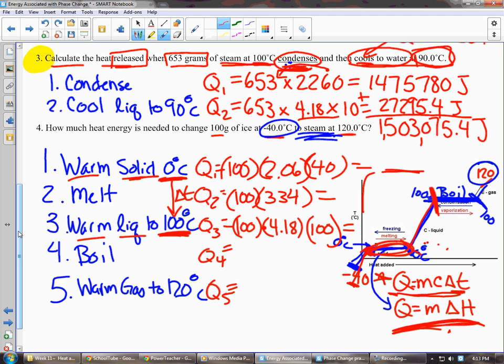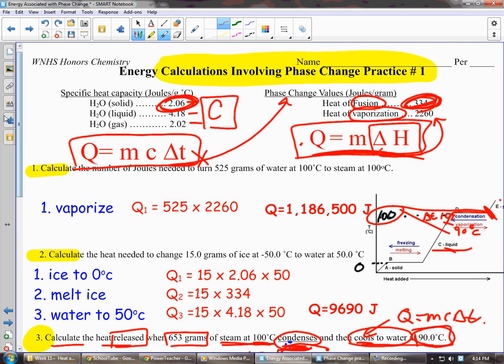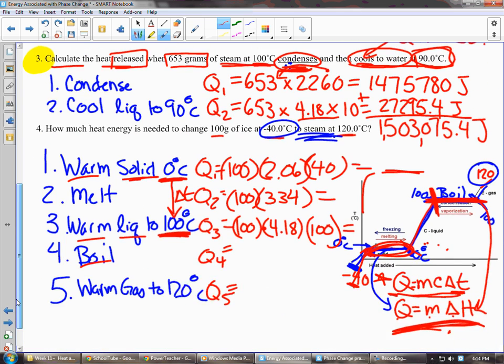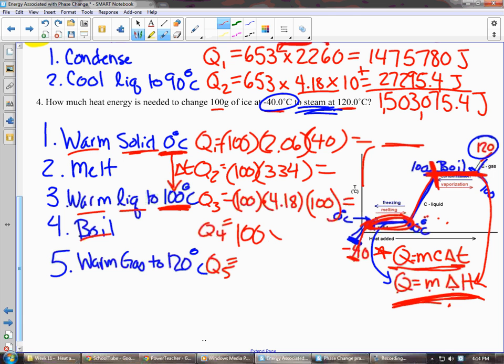Awesome. Now, I'd like to boil. Go in here, this phase right here. Again, if we are flatlining, that means we're doing Q is equal to m delta H. If you are boiling or condensing, we're using the 2260 for our vaporization delta H. So I'm going to go 100 times 2260. And you'll get another number.